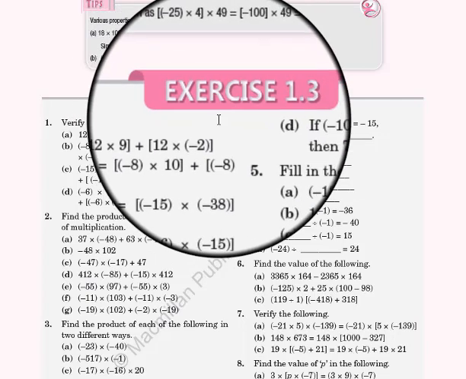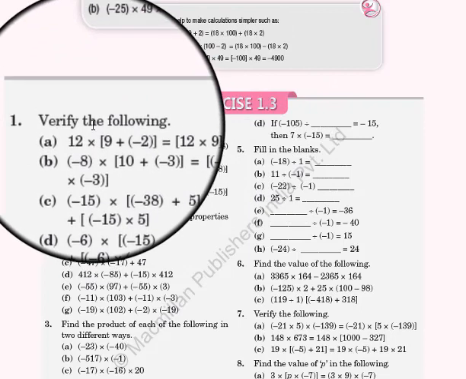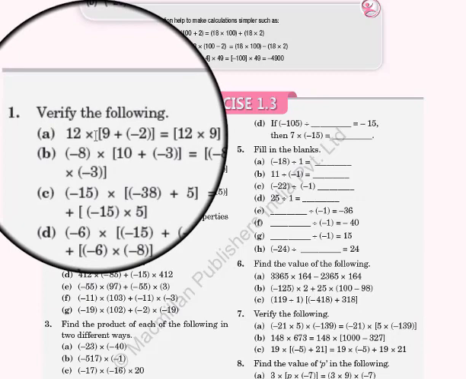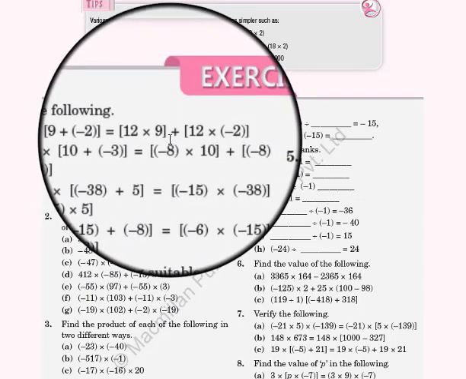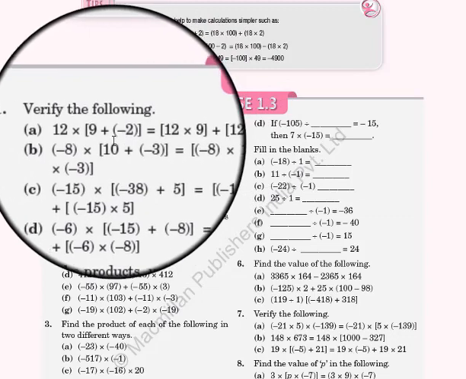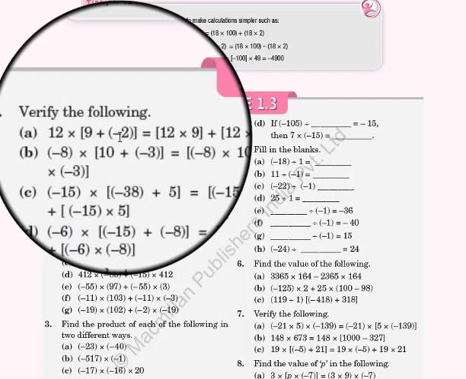Now we come to exercise 1.3. Here question number 1, verify the following. In the case of verification, we have two parts. This is my left hand side and this is my right hand side. So we will solve the left hand side first of all. To solve the left hand side, we will have to add these two numbers, that is 9 and minus 2. This comes out to be 7, and 12 into 7, whatever the result, comes out to be 104.